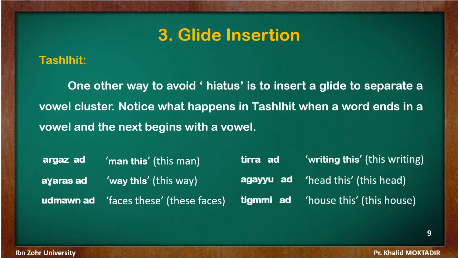Tira ad, agayu ad, tigmi ad. Now the native speaker proceeds to the insertion of a glide to separate the two vowels, and so these are pronounced tirayed, agayuyed, tigmiyed.